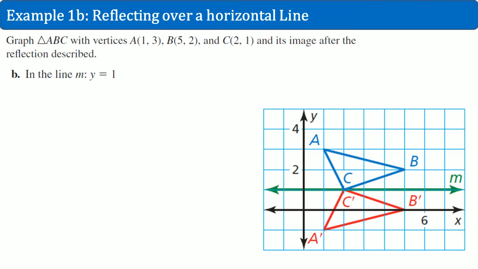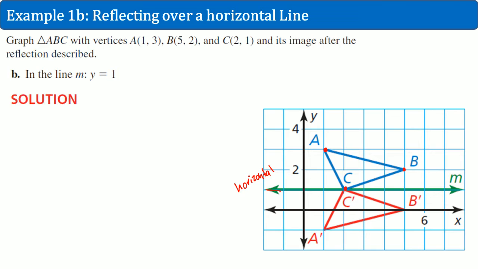Let's see how it works when it is reflected over a horizontal line. This is considered a horizontal line because it goes from left to right. The horizontal line here is defined by y equals 1. Here's the point A, which is 1, comma 3, B, 5, comma 2, and C, which is exactly on the line at 2, comma 1.